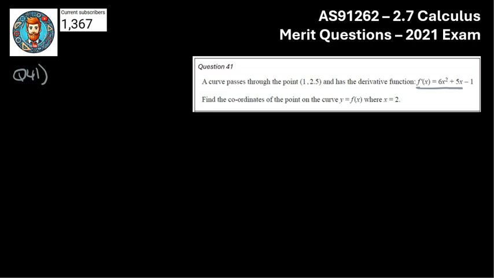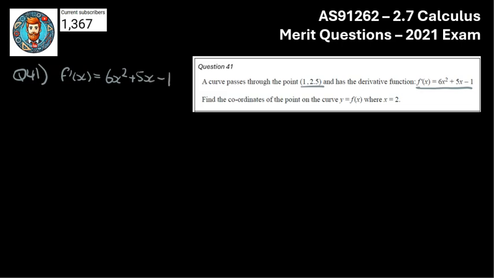So we've got a gradient function here. We've been told the original curve passes through the point (1, 2.5). We've been asked to find the coordinates of the original function when x is equal to 2. So to find these coordinates, we need to find the original function. We need to find f(x). So let's start by jotting down my gradient function. So f'(x) is equal to 6x squared plus 5x minus 1.